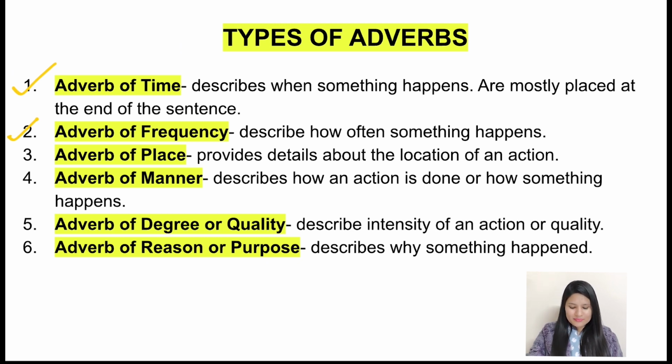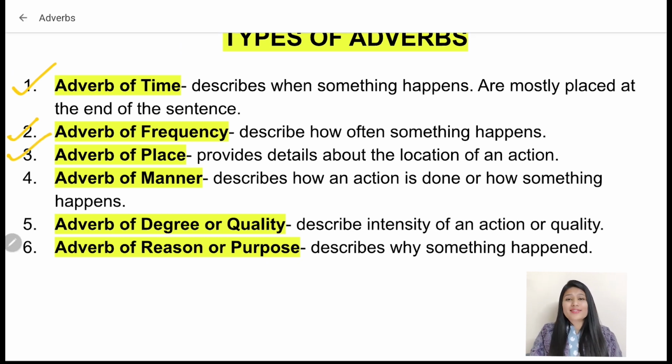Next is adverb of place. It provides detail about the location of an action. Adverb of place हमें बताता है कौन सी जगह पर कोई चीज हुई या कोई एक्शन हुआ. Some sentences: stand here, go there, come in, my brother is out.